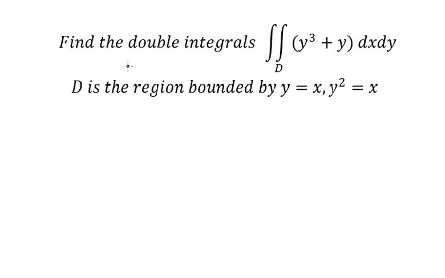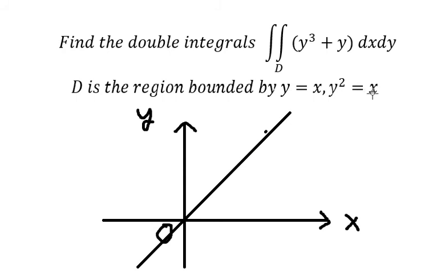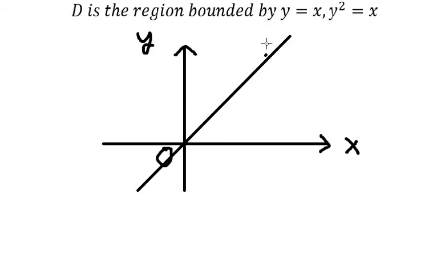Question number 2. We need to find the double integral. And we know that this is the region bounded by this one. So now we need to draw the functions in here. y equals x, the graph should be like this. y squared equals x, the graph should be like this. So we need to find the intersection in here and here.